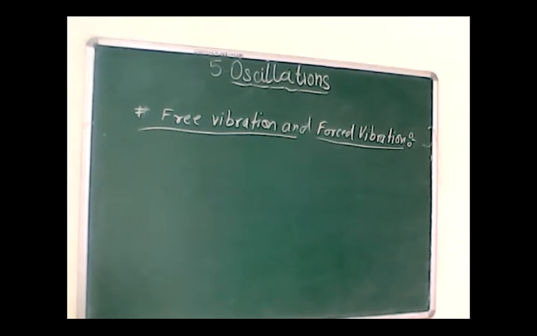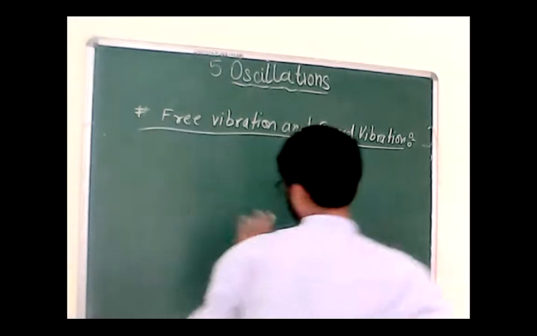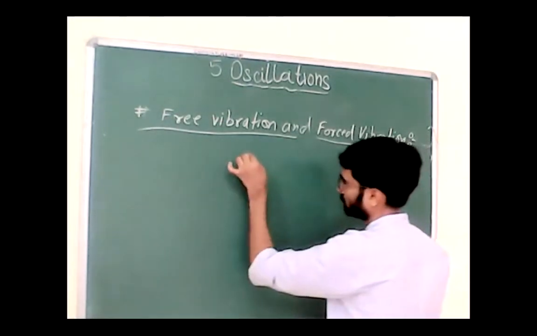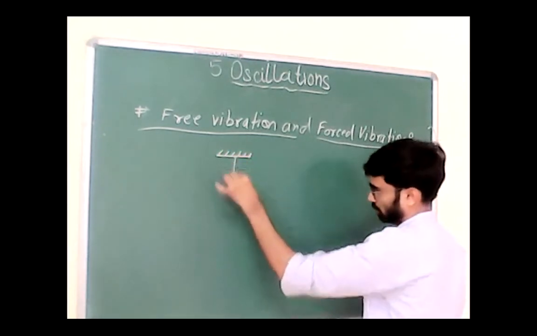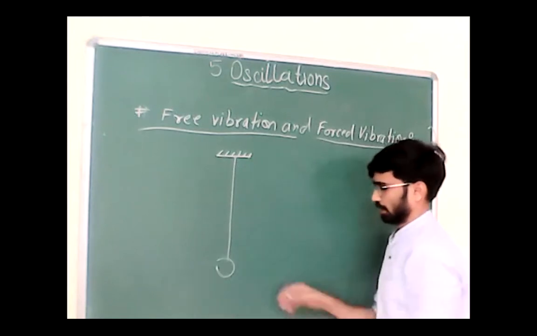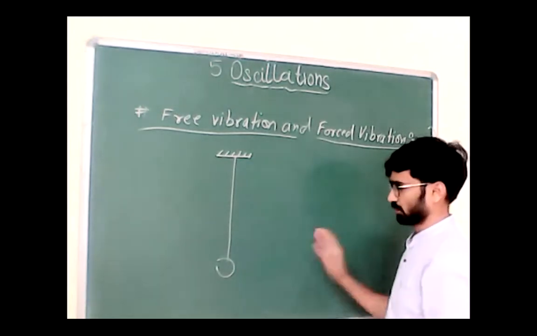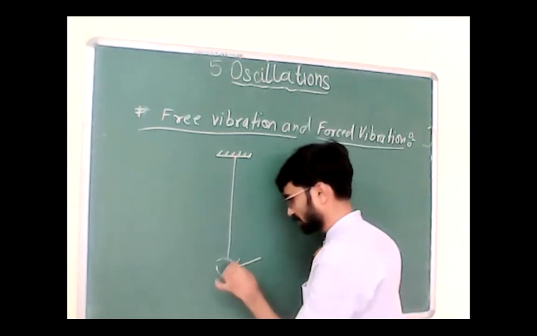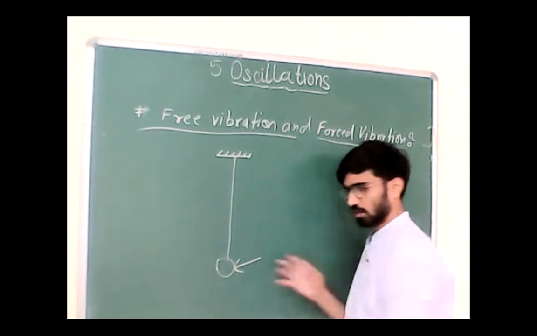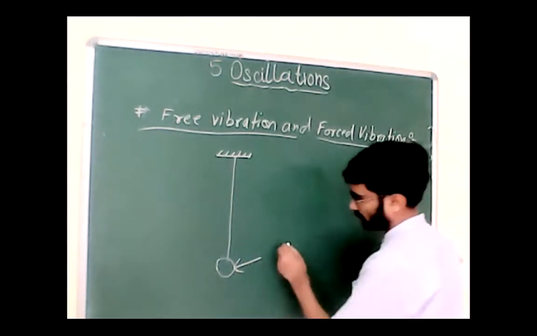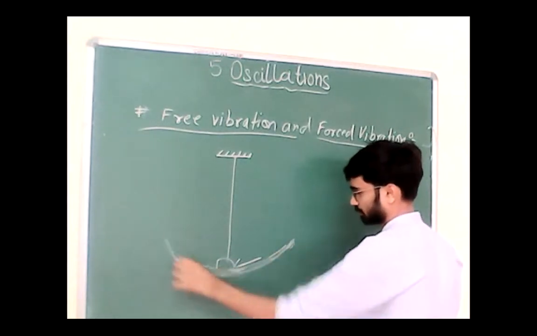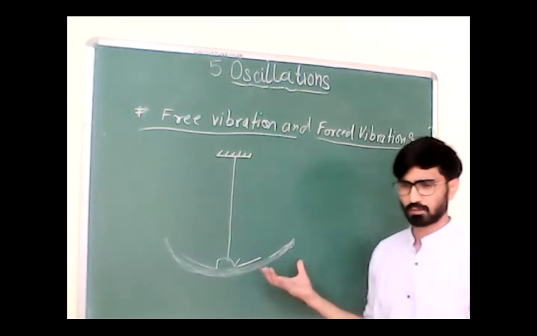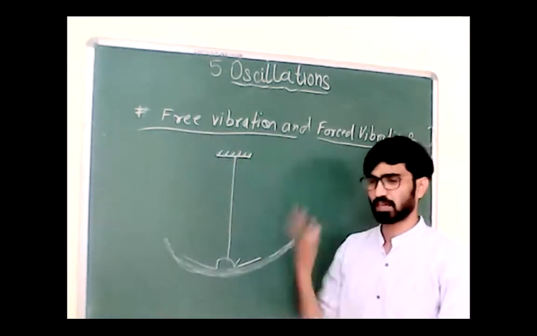Okay, when any object is given an initial force, let's understand with a simple pendulum. Suppose we have a simple pendulum like this. I give an initial force to this, and then I remove my hand. So what will happen? It can move with its natural frequency like this. So these types of vibrations are called free vibration.